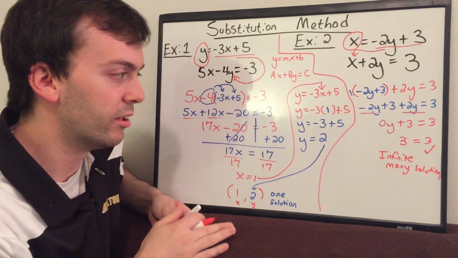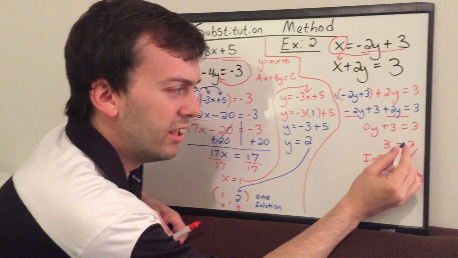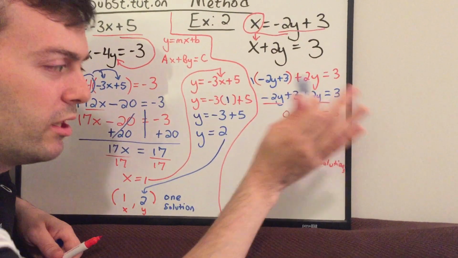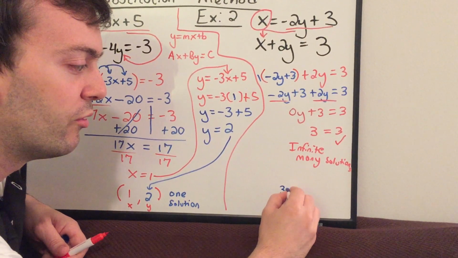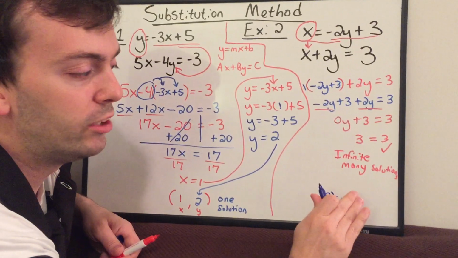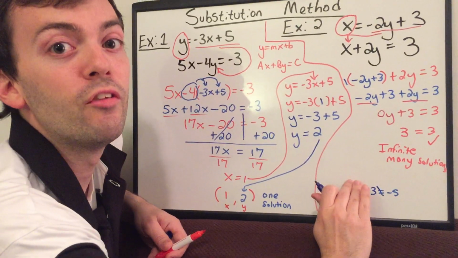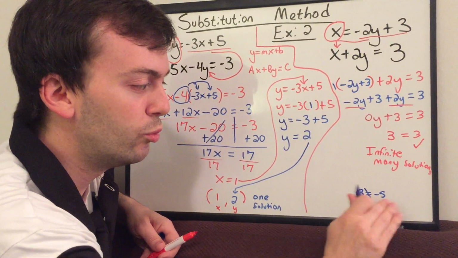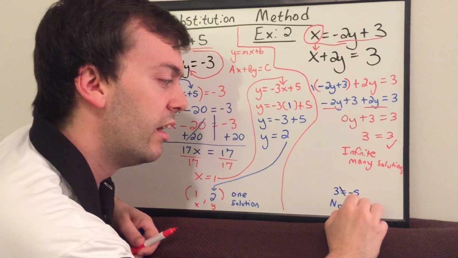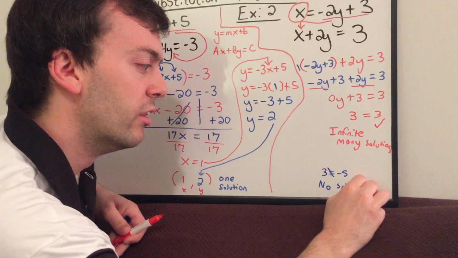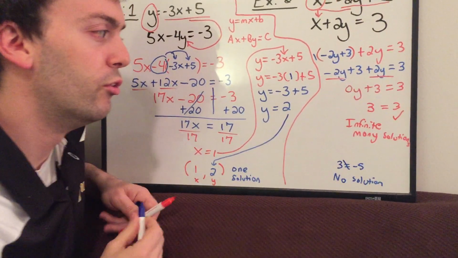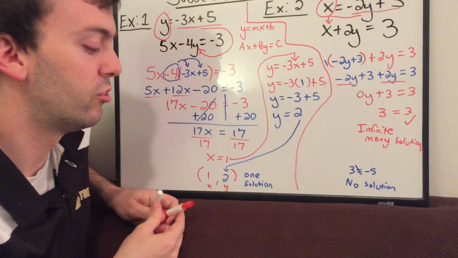Now, just a reminder, and we talked about this with elimination, let's say instead of 3 equals 3, we know this one's infinitely many solutions, but let's just make this up. Let's say you had 3 equals negative 5. Clearly, those are not equal. So if you got a scenario where all the variables canceled out and you were just left with numbers and it was not a true statement, remember that would be a no solution scenario. But of course in this one, it was 3 equals 3, so that would be infinitely many solutions.